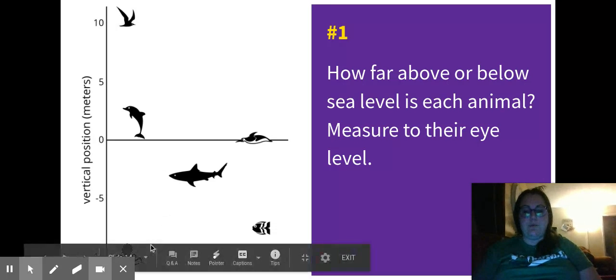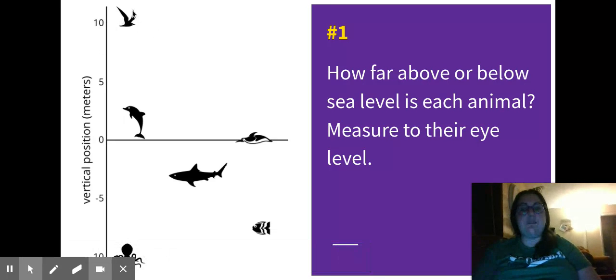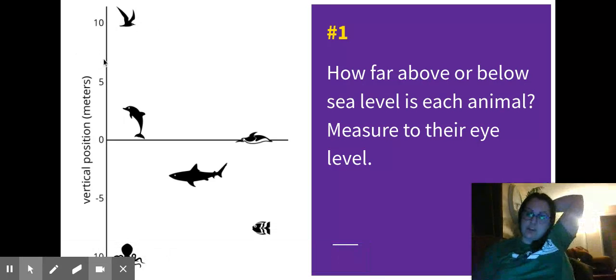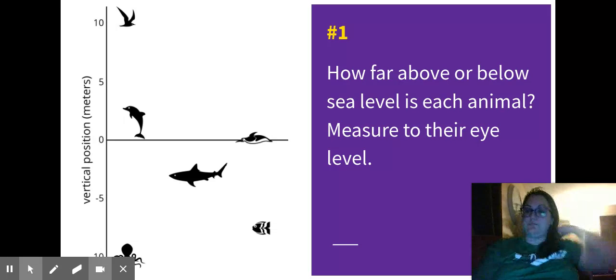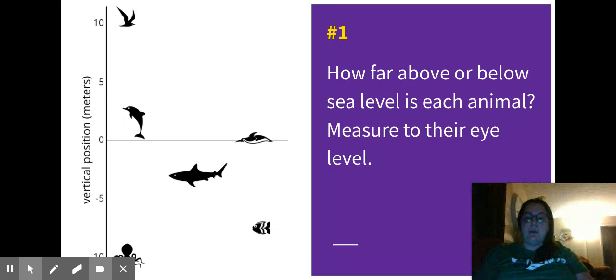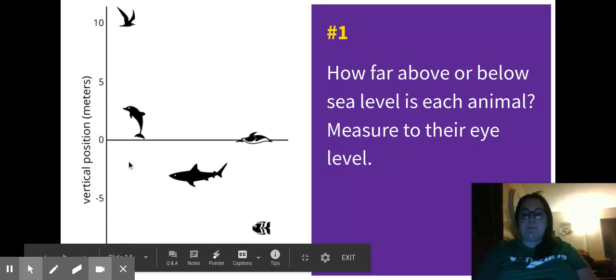For example, an easy one is the bird is positive 10 meters above sea level. So 10 meters above sea level. Remember to be thinking about positive being above sea level and negative being below.